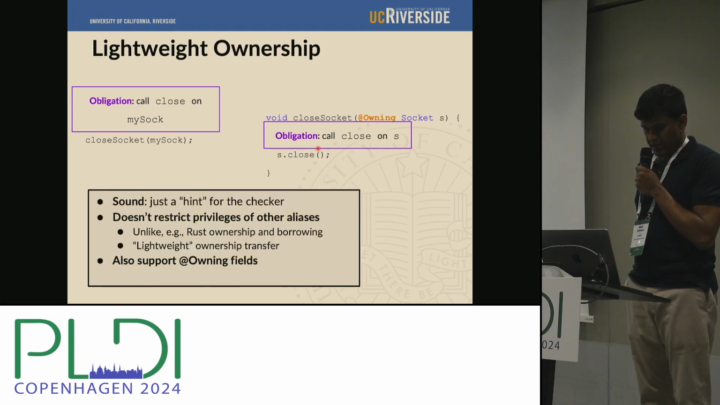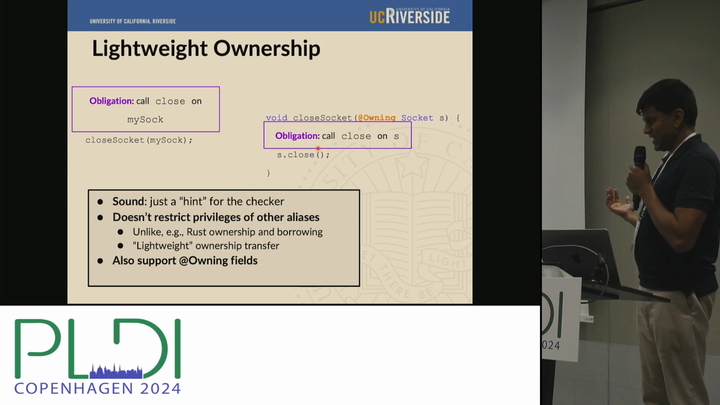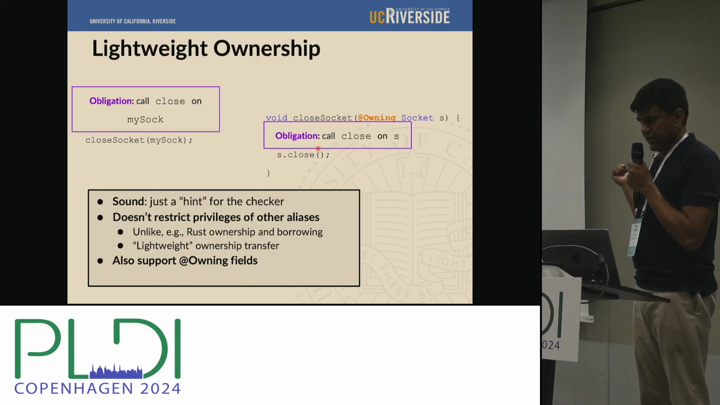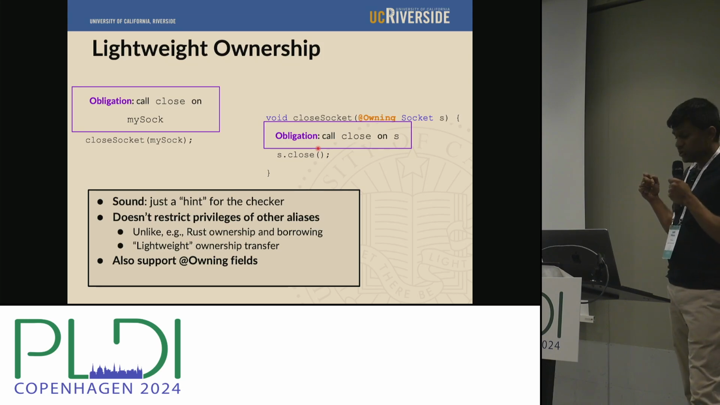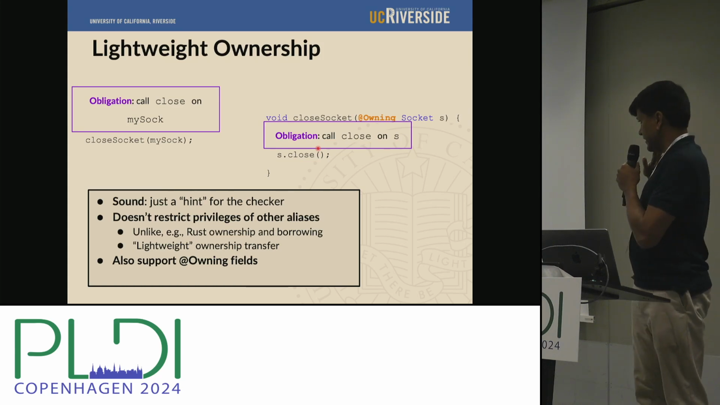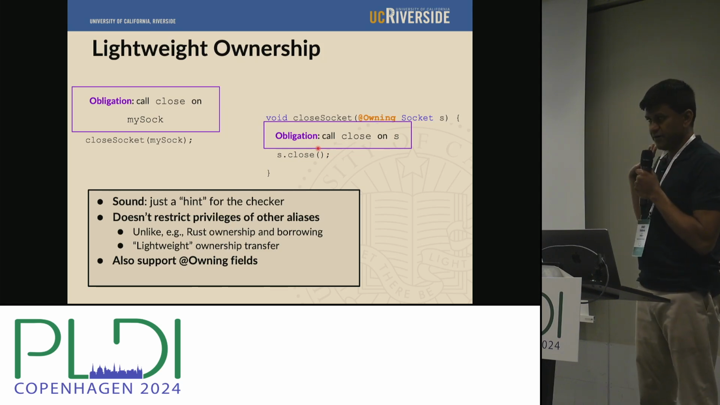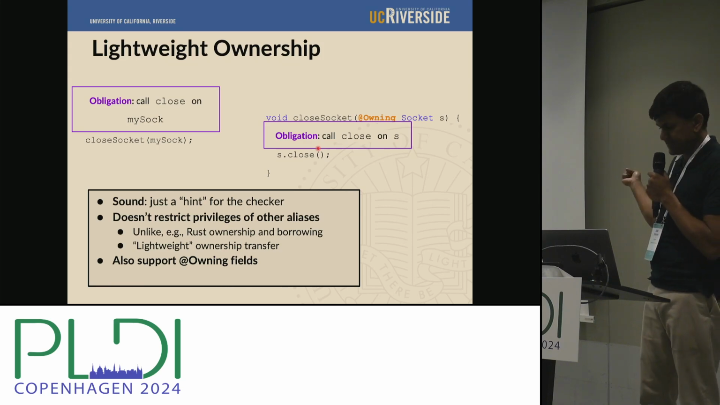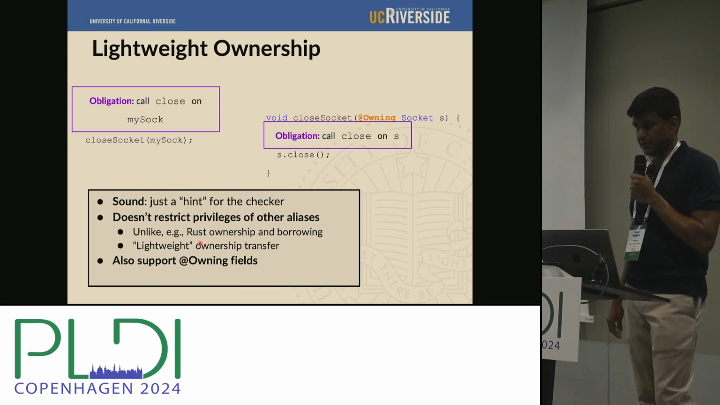Okay, so this is sound because it's just a hint for the checker, right? It doesn't remove any obligations. It's just telling the checker a hint as to which reference is going to be responsible for disposing of this resource. That's how you're going to call close. And the key difference between this kind of lightweight ownership and what you see in a language like Rust is that this doesn't in any way restrict the privileges of other aliases, right? So you can go ahead and have whatever other aliases that aren't annotated owning. You can do type state transitions with them. It doesn't matter. This is just a hint to our checker specifically for detecting resource leaks. This is why we call it a lightweight ownership transfer.